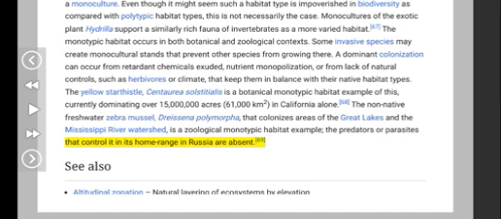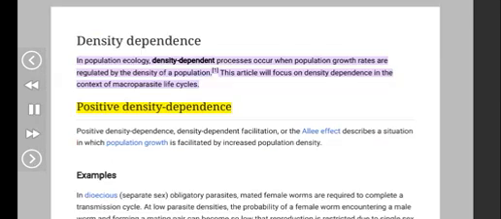Density dependence. In population ecology, density-dependent processes occur when population growth rates are regulated by the density of a population. 1. This article will focus on density dependence in the context of macroparasite life cycles. Positive density dependence. Positive density-dependent facilitation, or the Allee effect, describes a situation in which population growth is facilitated by increased population density.